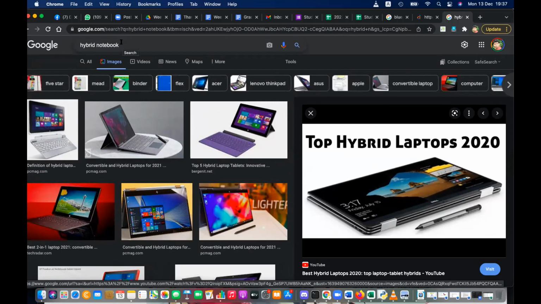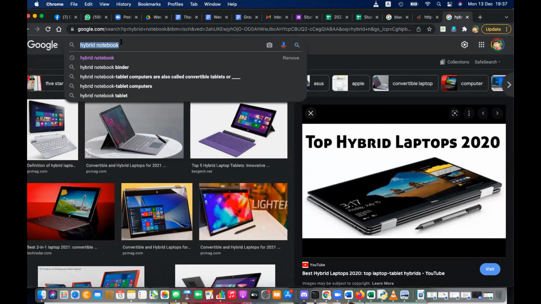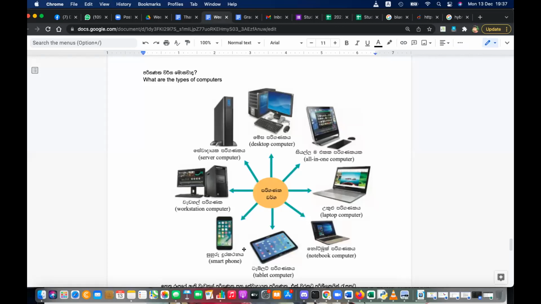Okay, the next one. Next one is tab. Right, okay. Then for the tablet computer also, is it possible to fix a keyboard to a tablet, similar to that hybrid laptop?